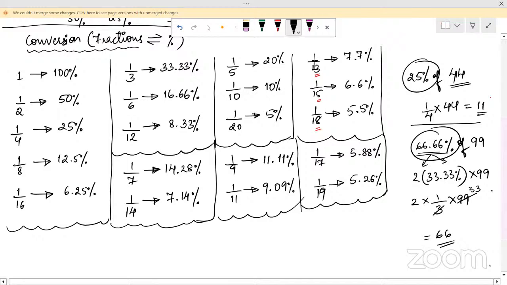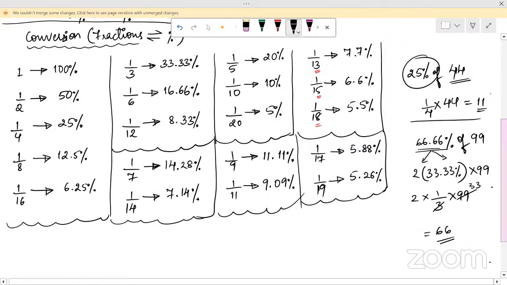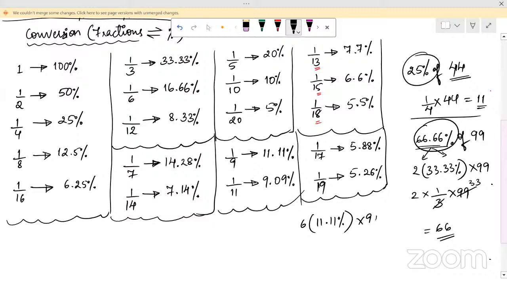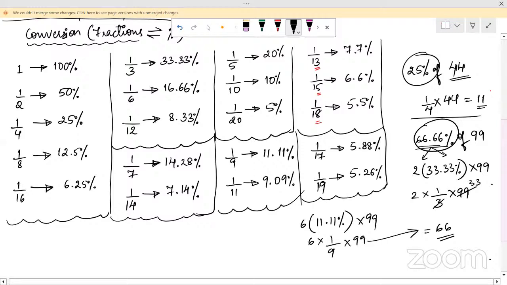If you are not able to find a value in the table, you'll have to manipulate it. Or you could also have written this in another fashion. How about this? You could have written it like this too, right? Yes, sir. Then what is 11.1? 1/9. Still the answer is the same, no?